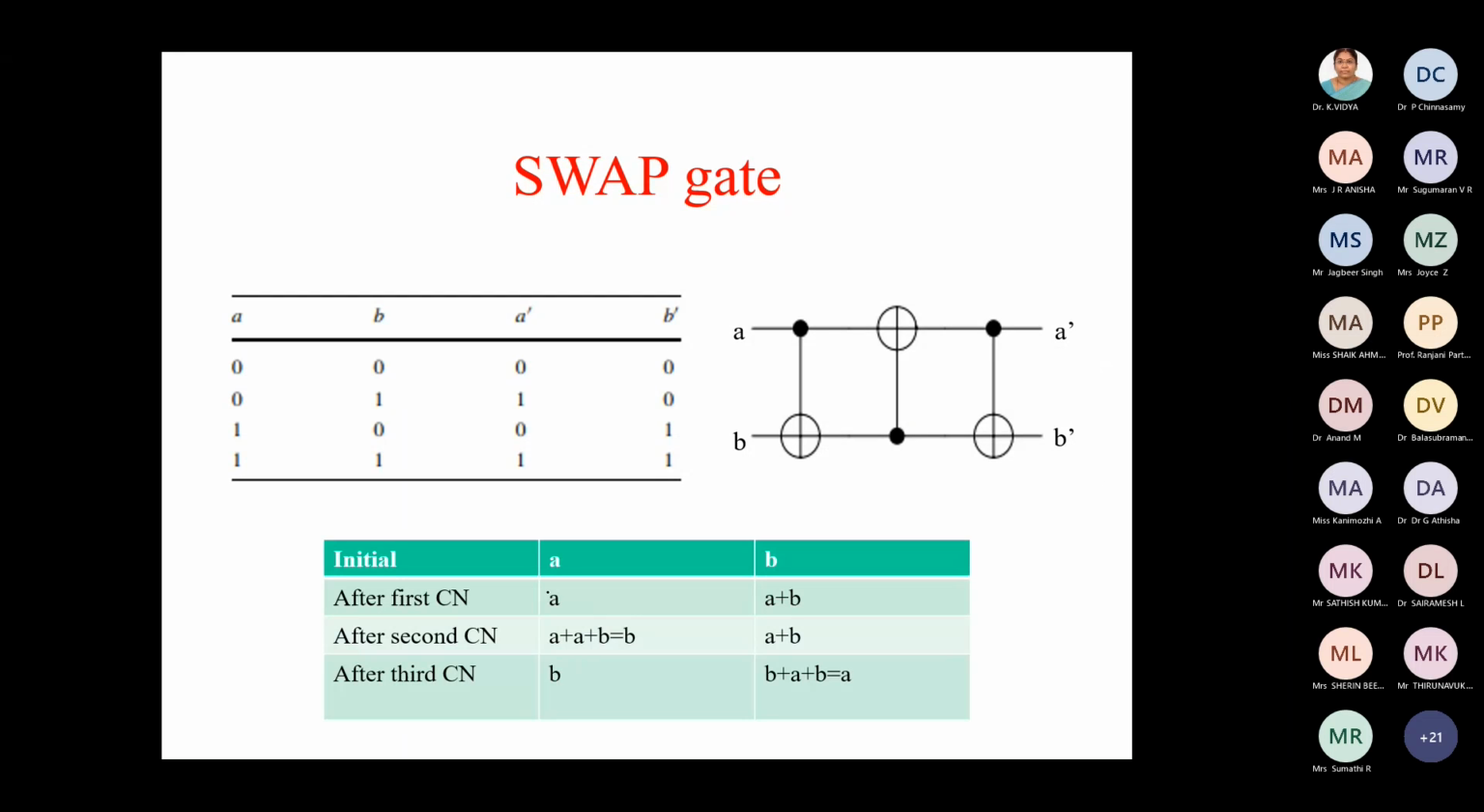After the first CNOT, I will be having these values. After the third iteration, I will be having the swapped values here. See here, A was there, I am getting B. Here B was there, I am getting A.